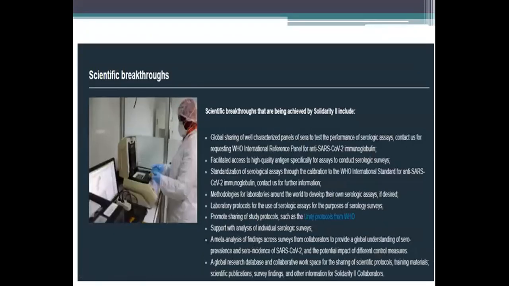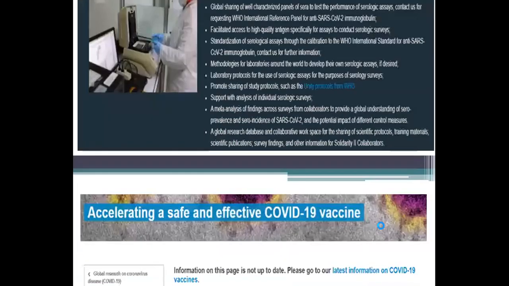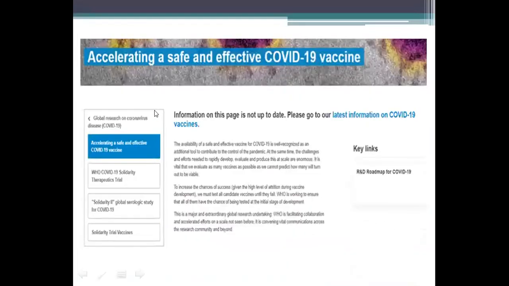Scientific breakthroughs come through this solidarity, including global sharing of a well-characterized panel of sera to test the performance of serological assays, facilitated access to high-quality antigen specificity, standardization of serological assay methodologies, promoted sharing of study protocols, and support with analysis of individual and meta-analysis of findings across surveys from collaborators to provide a global understanding of seroprevalence and seroincidence of SARS-CoV-2 and the potential impact of different control measures. Another initiative of WHO is accelerating safe and effective COVID-19 vaccination.